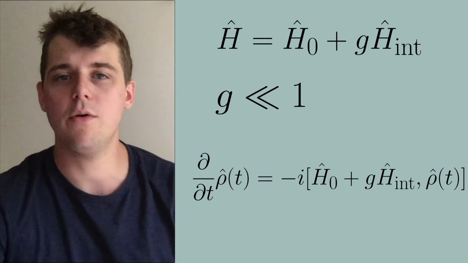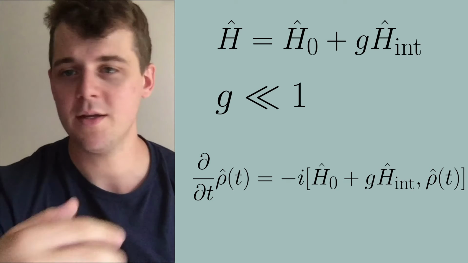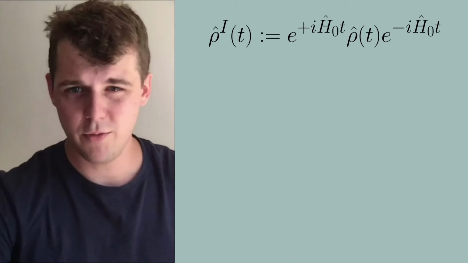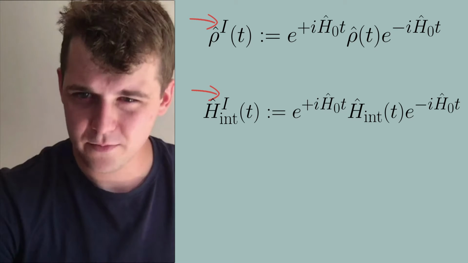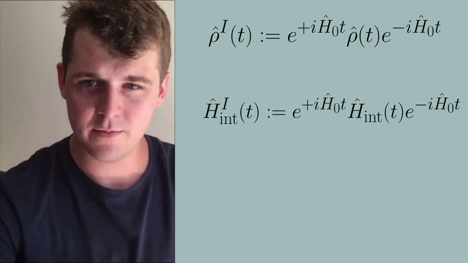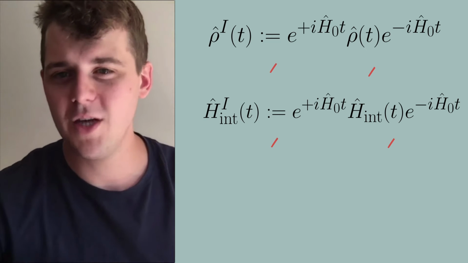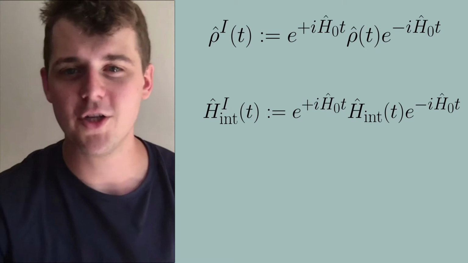So if we're going to try and solve our perturbation series here in a time-dependent fashion, we need to introduce an interaction picture, or sometimes it's called a Dirac picture. And what we do here is define interaction picture variables, which are basically rho of I and H int of I. These superscripts are just meant to underline that these are different objects from rho and H int. And we basically have to add unitary time evolution operators of the free Hamiltonian around each of these objects to define the interaction picture versions.